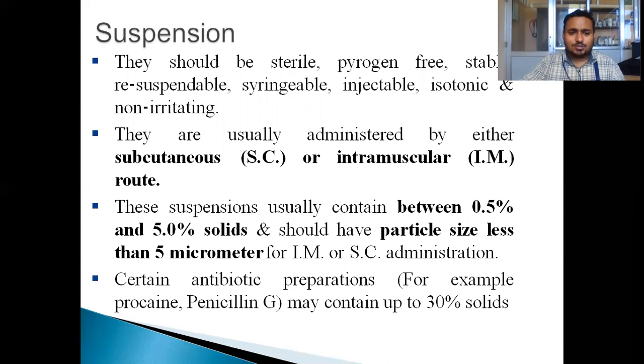They are usually administered by either the subcutaneous route or the intramuscular route. These suspensions usually contain between 0.5% and 5% solids, and should have particle size less than 5 micrometer for intramuscular or subcutaneous administration. Examples are certain antibiotic preparations, for example procaine penicillin G, which may contain up to 30% solids.